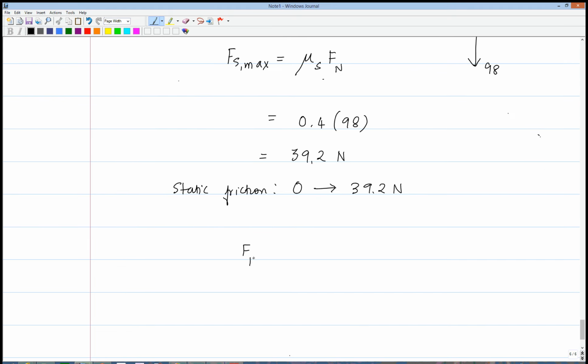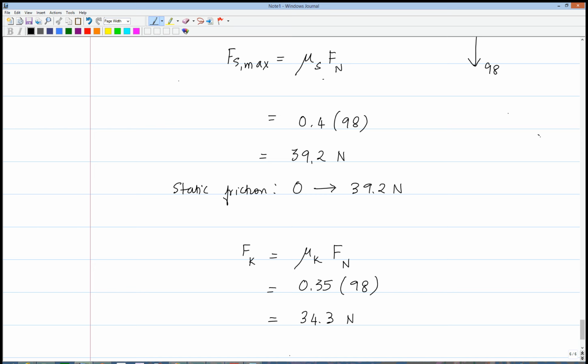We're now ready to calculate the force of kinetic friction, which is simply equal to mu k times Fn. And since the coefficient of kinetic friction is already given, it's 0.35 times 98. Okay, we can obtain this value as well, and it is a value of 34.3 newtons. So this completes the problem.